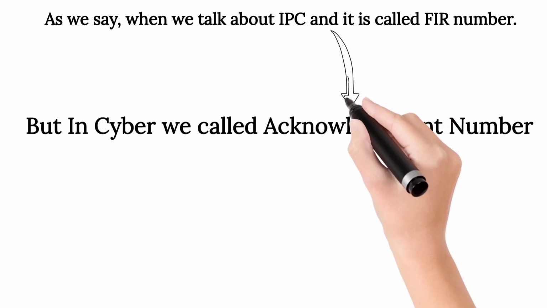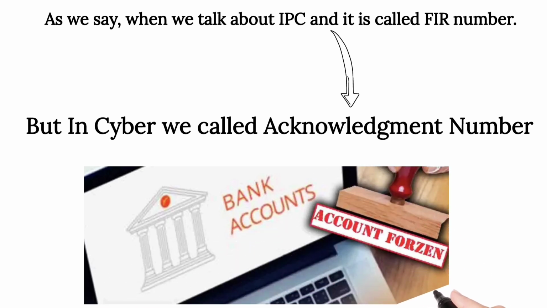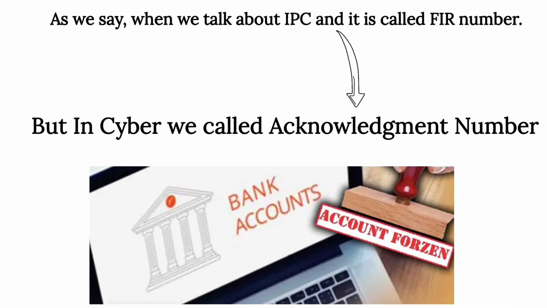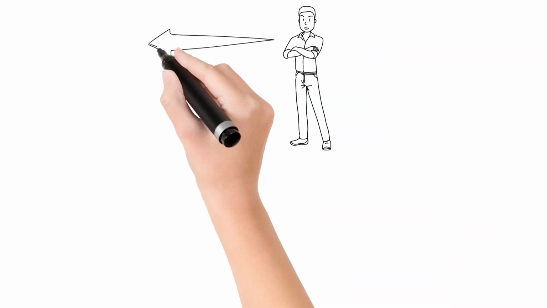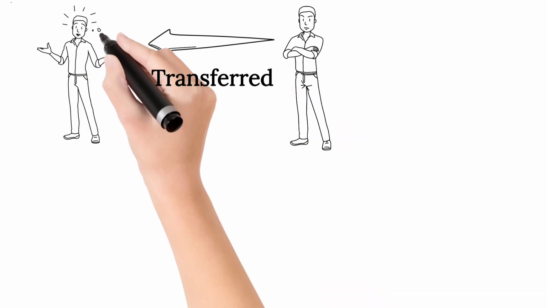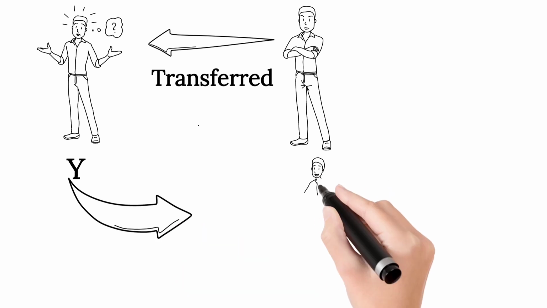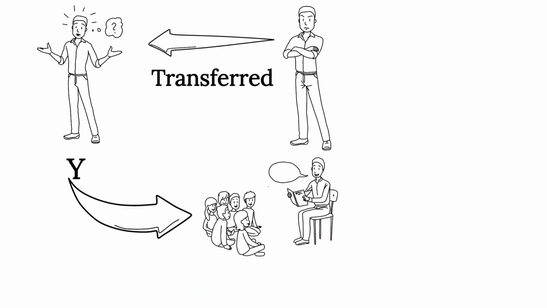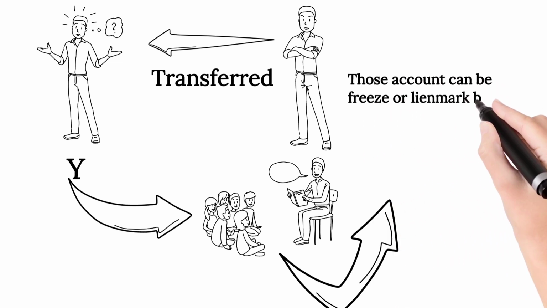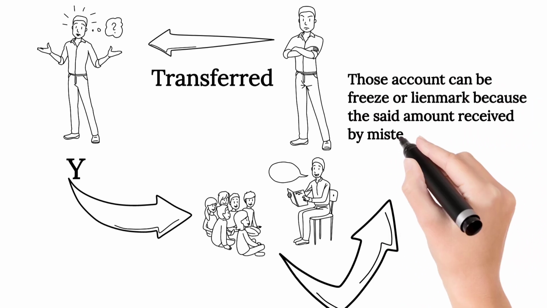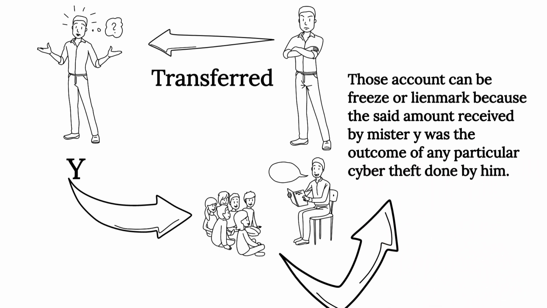So, an acknowledgement number will be issued, upon which various accounts will be frozen as part of being beneficiary accounts. Any person from whose account the amount has been transferred to Y, and from Y to layer 2, that is maybe your or my account, or layer 3 which can be any of your friends' accounts, those accounts can be frozen or lien marked because the said amount received by Mr. Y was the outcome of a particular cyber theft done by him.